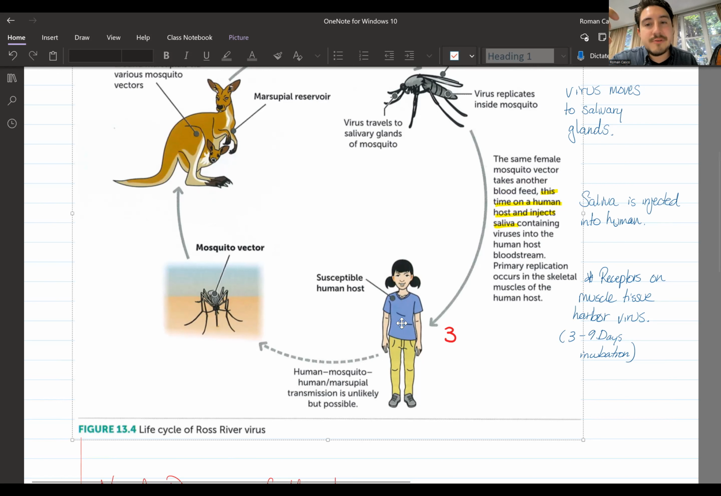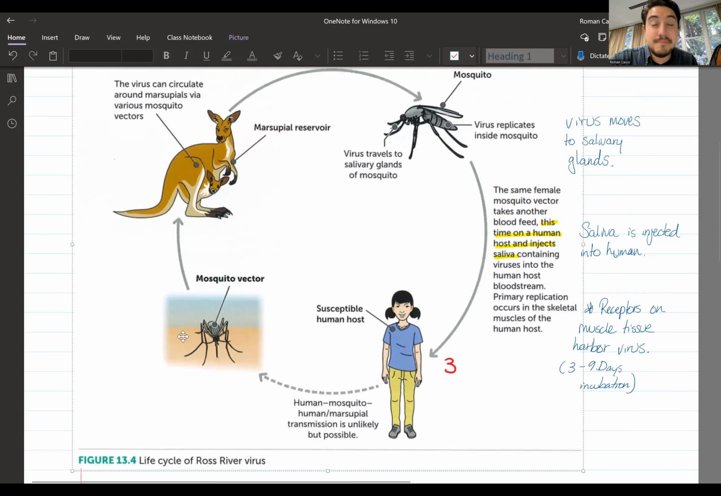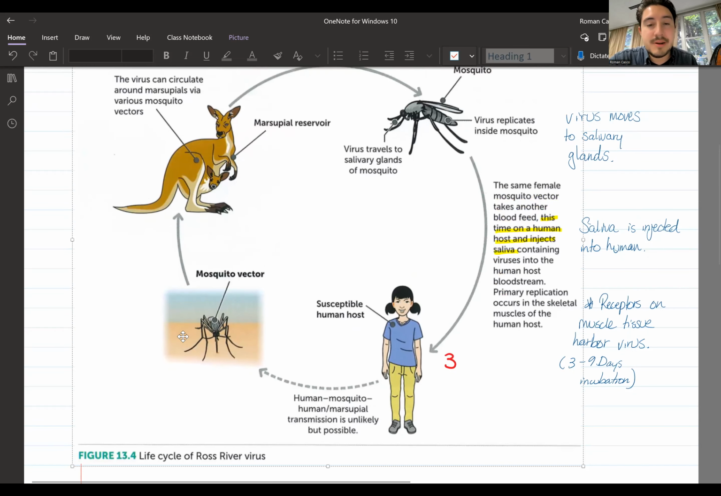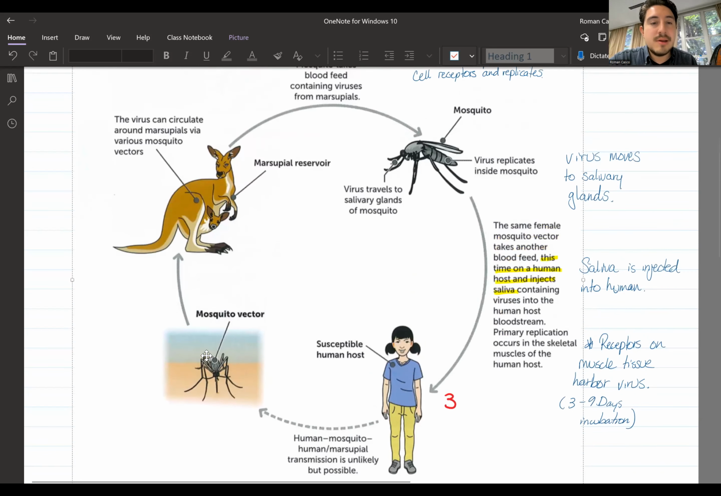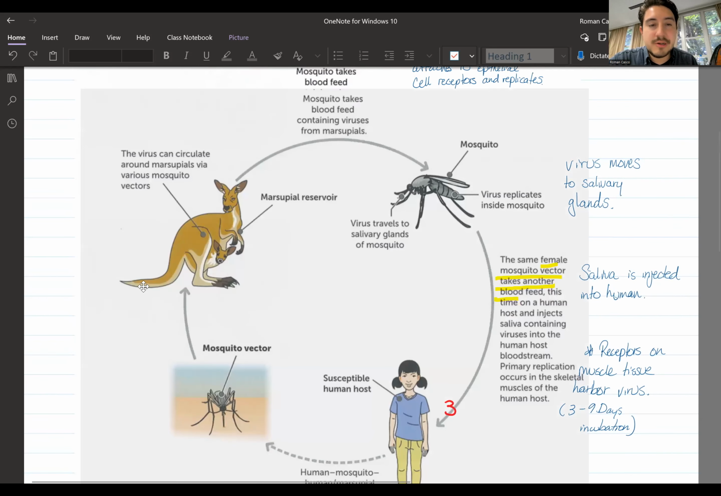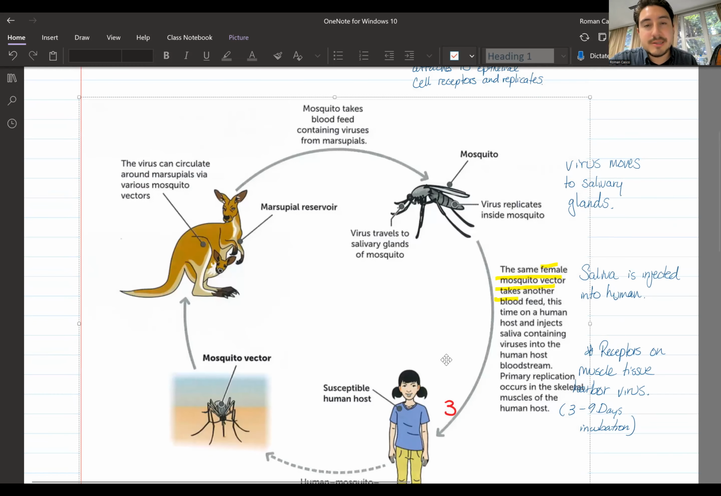Of course, they're not circulating the virus in the bloodstream because they lodge primarily in muscle tissue anyways, right? So this kind of circle that you see here is not likely, okay? It may happen, but it's not the common form or the quickest, easiest form, all right? So it always starts essentially from the kangaroo up to us, okay?